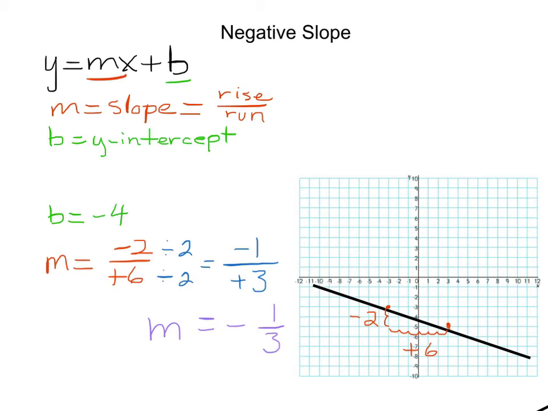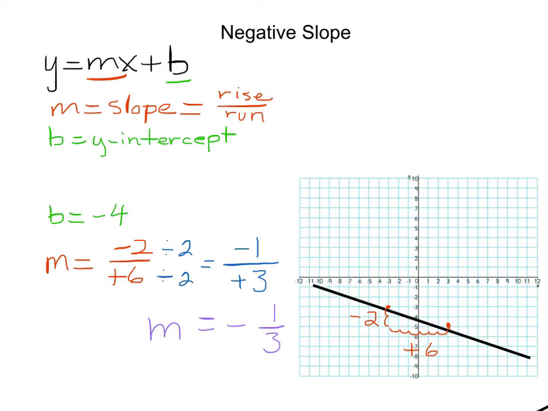We have our y-intercept of negative 4, which we found by looking for where the line crossed the y-axis. And we have our slope, which is negative 1/3, which we found by calculating the negative movement for the y value and a positive movement for the x value. So now we just have to plug that into our equation.